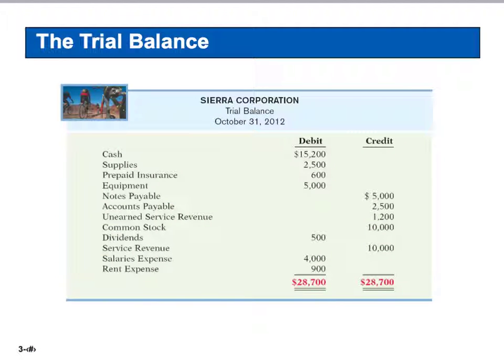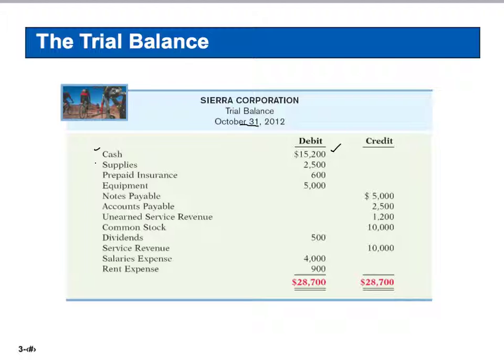Now, once we've completed all journal entries and posted them to all these different accounts, cash and supplies, prepaid insurance, we then total up the debits and subtract the credits, and we have the debit balance in cash of $15,200. We simply list this. This is a trial balance as of October 31st. This cash, a debit balance of $15,200.